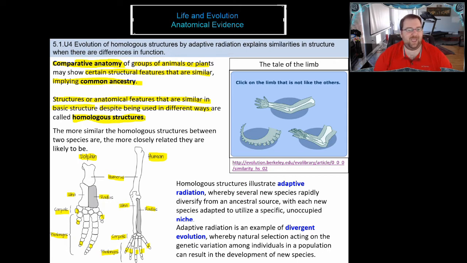And when we see homologous structures like this, these homologous structures are used to illustrate something called adaptive radiation. That's where several new species can rapidly diversify from the ancestral source, kind of like in the example I just gave you, with each of those new species adapted to utilize a specific unoccupied niche. And niche is a word that we've been using in science since 10th grade when we learned about ecosystems. Something's niche is its job or role in an ecosystem.